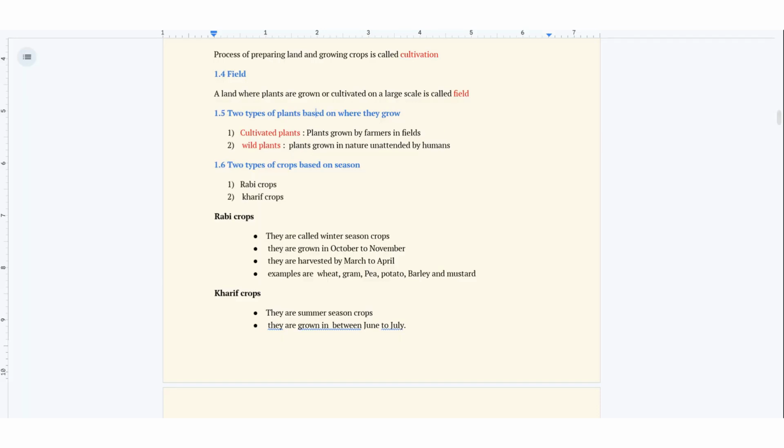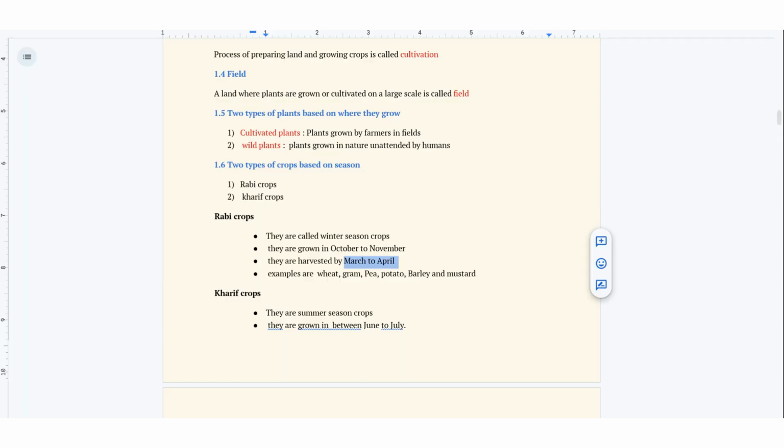Two types of crops based on season. Earlier we studied about the plants where they grow. Now we are studying based on season. So broadly classifying, there are two types. One is rabi crop. One is kharif crop. So rabi you can remember as winter. Then they are grown in October to November, harvested in March to April.